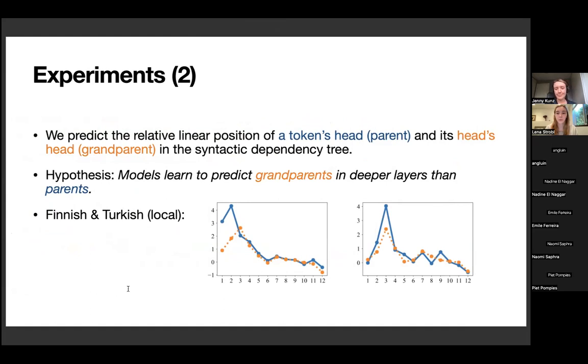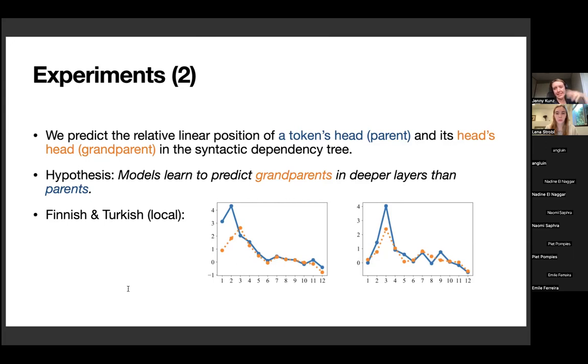It's the prediction of the linear position of the syntactic dependency head or the parent. So if you have the syntactic dependency tree, we predict the head token of a word. And the second task in this pair of tasks is the syntactic grandparent. So if you get the head and then go back to the head's head, that's what we call the grandparent.